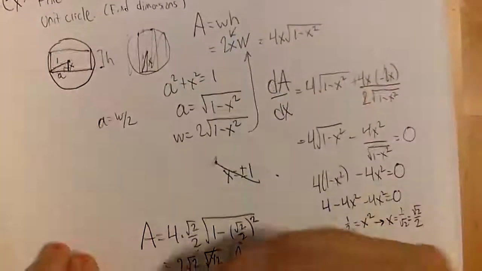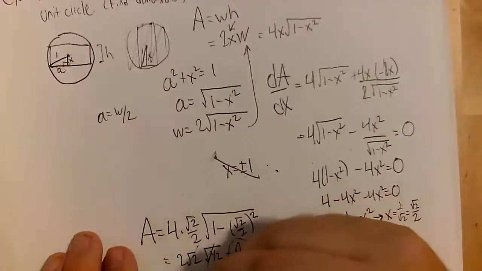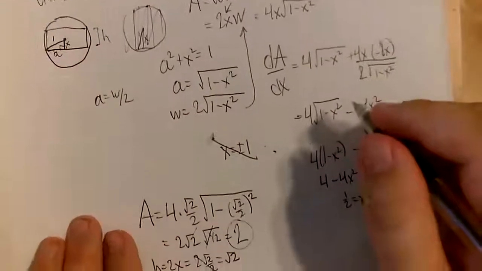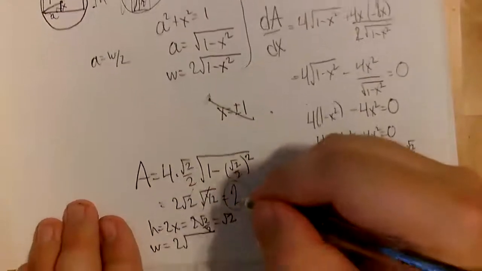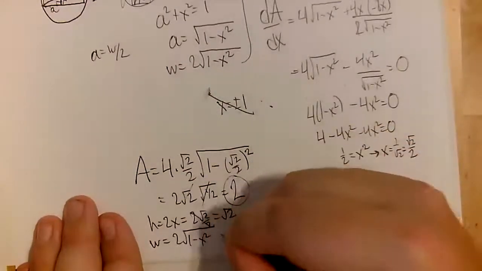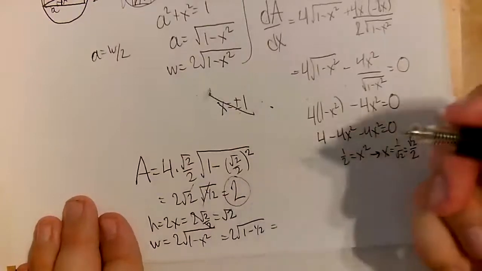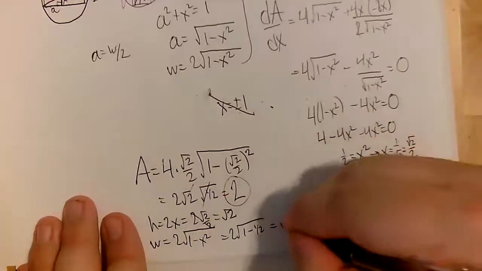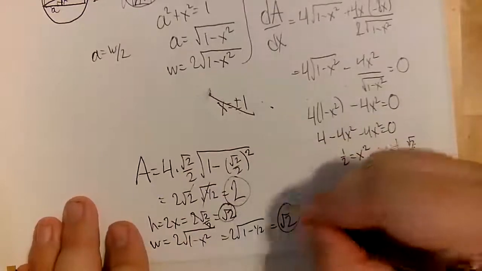So remember that the height is equal to 2 times x, so this will be 2 root 2 over 2, which will be root 2. And then the width will be 2 root 1 minus x squared, or 2 root 1 minus 1/2, which when we simplify, this will also end up giving us the square root of 2. So our height is root 2 and our width is root 2.